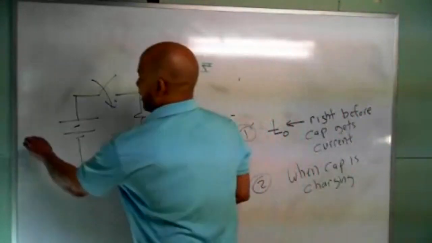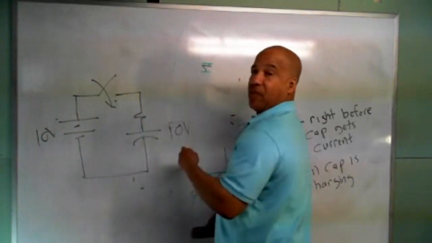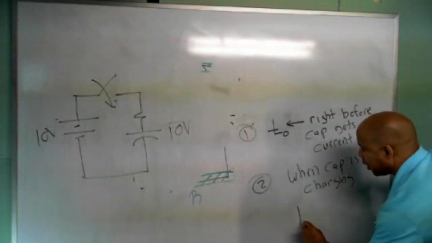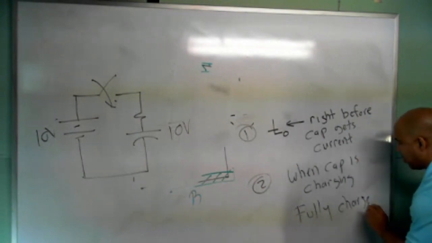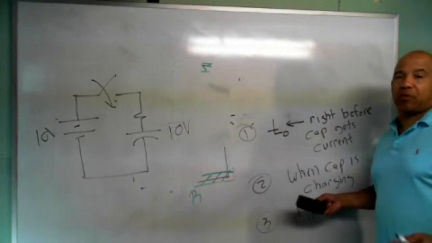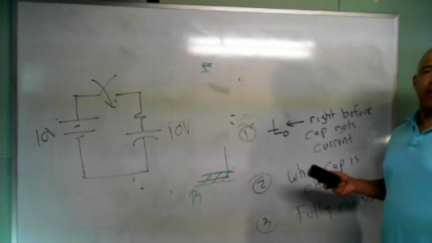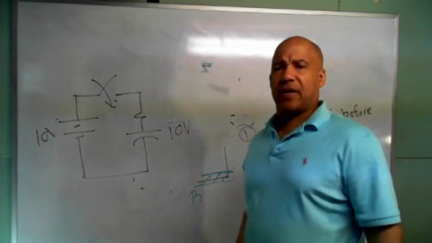And eventually, let's say this is a 10-volt battery, eventually that capacitor is going to charge up to 10 volts. So when it's fully charged, that's the third time. And each one of these times, depending on when you look at it, the circuit behaves a different way. So when we get back together, we got to wait till Friday for this.